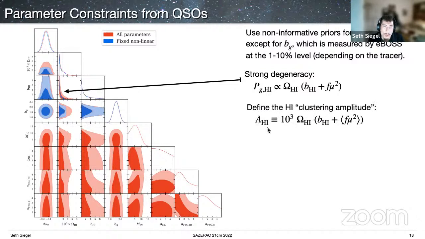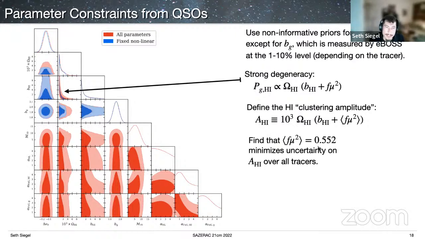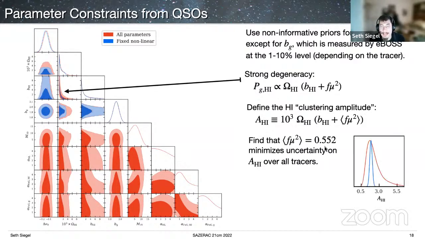We define this quantity AH1, which we call the clustering amplitude. We then solve for the average value of F mu squared that minimizes the uncertainty on AH1. And we find that that varies from tracer to tracer, but is roughly 0.55. So we fix it at that value, and then that's what we place constraints on. That's the primary constraint provided in this paper.